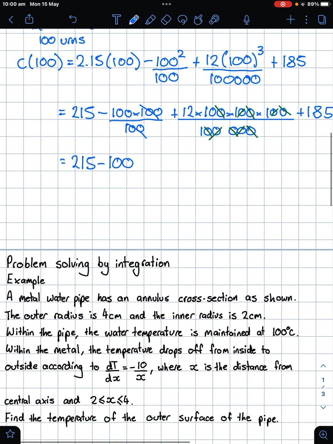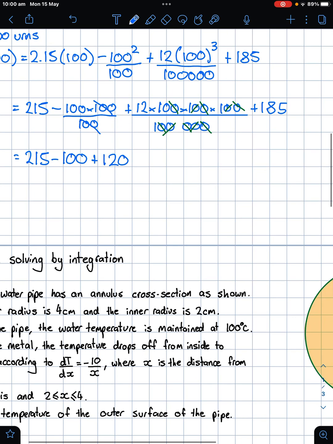Okay, plus 12 times 10 is 120, plus 185. Okay, should equal 220 plus 80 is 300. This should be $420 there, 420.